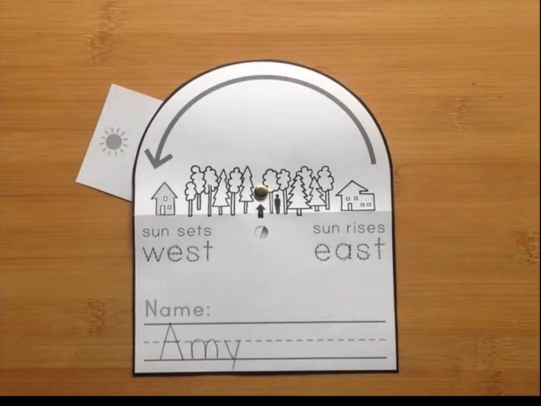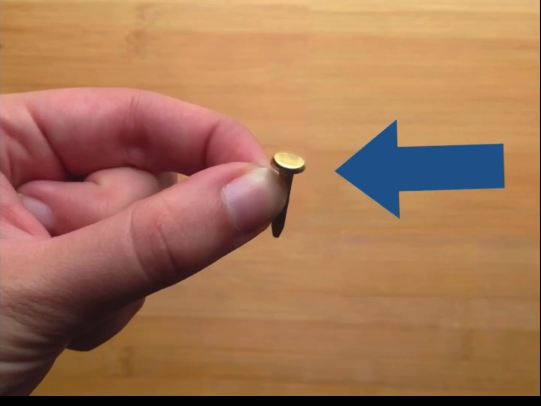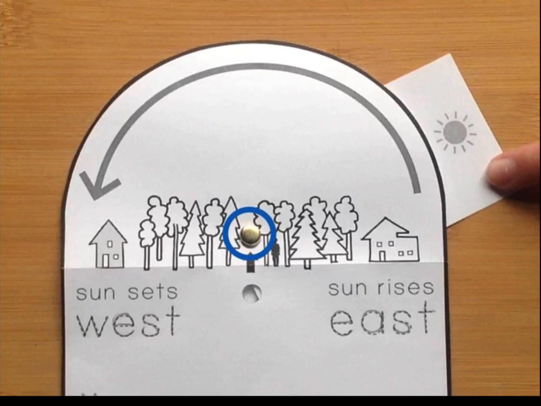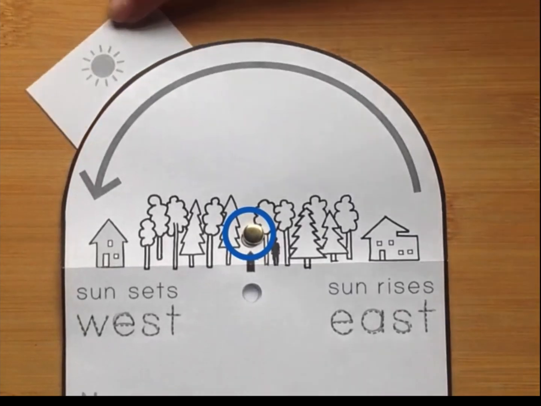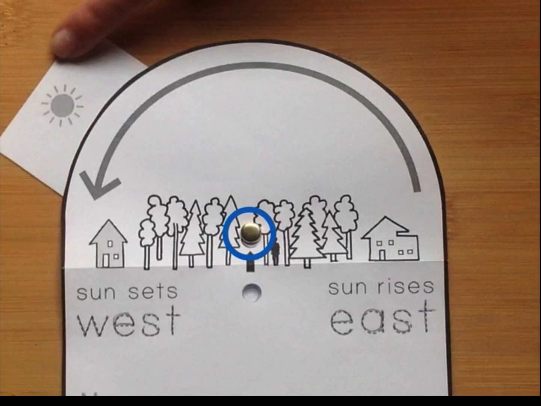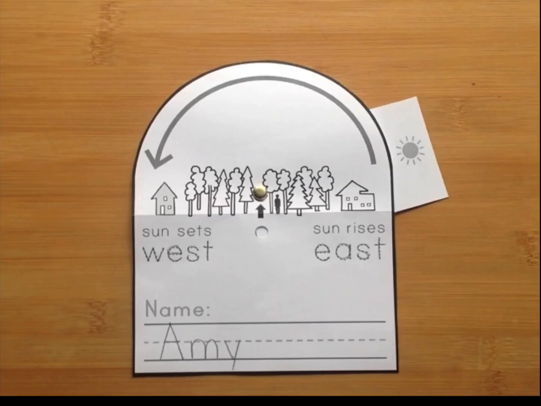To make your sun finder, you'll need one of these. It's called a paper fastener. It connects two pieces of paper in a way that lets them spin, like this. Okay, I'll tell you how to make a sun finder, step by step.